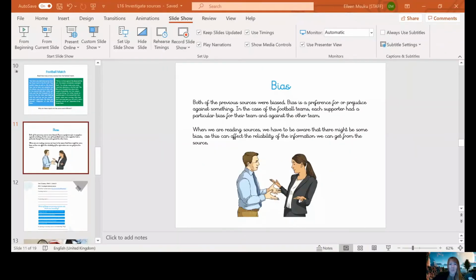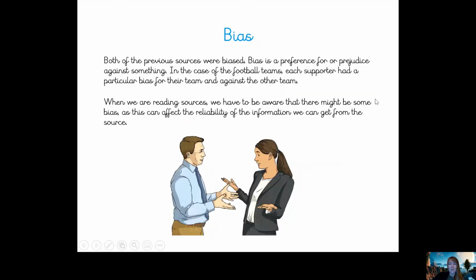Okay, so when we're thinking about bias, we're thinking about, can we trust what we're being told, or is it being told to us from somebody's point of view? So if I was explaining to you what a sword was like, or if you could look at the sword yourself, well, if I was telling you what the sword was like, that would be from my point of view. It might not be exactly how you might interpret it if you were looking at the sword yourself.